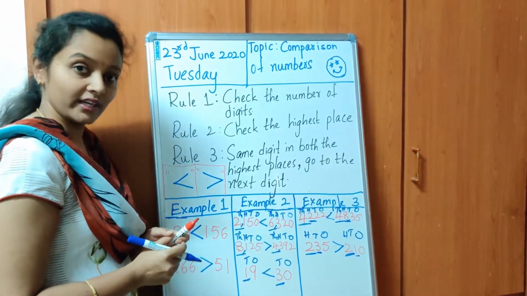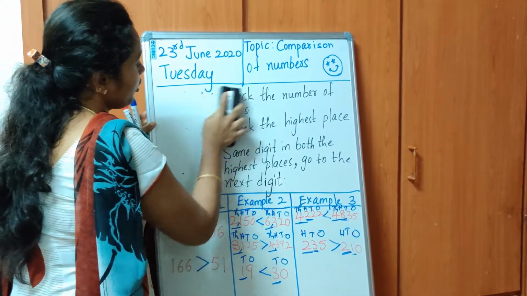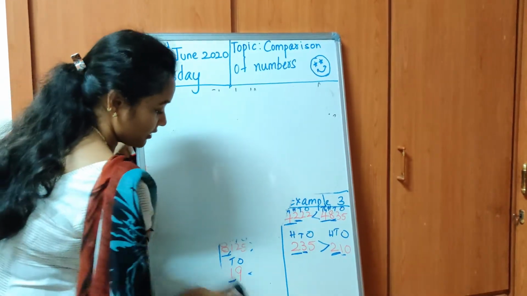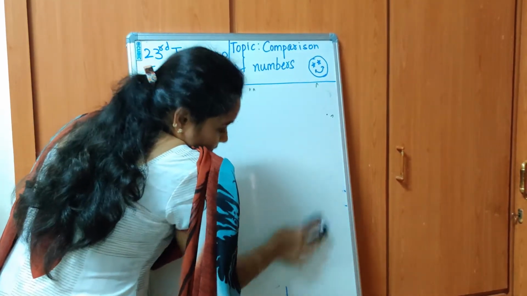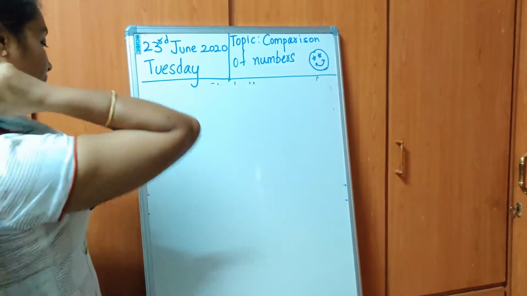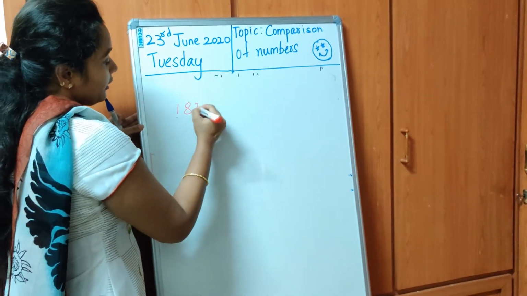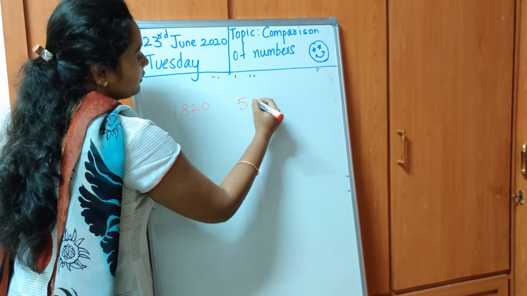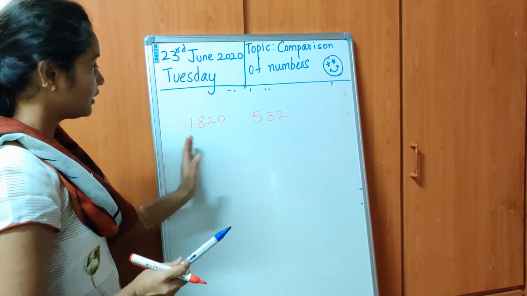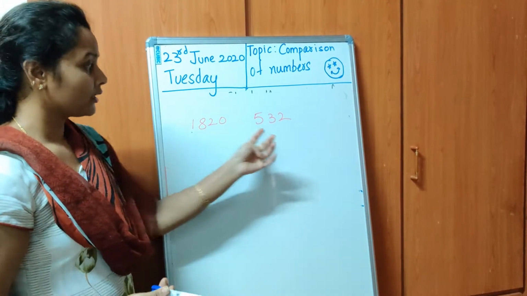Right? Now I'll just give examples, and with all the rules we will try to find out which is the greater number and which is the lesser number. Okay? I know that you have remembered all the rules now. Fine. So my first example: 1,820, 532. What is the first rule? Check the number of digits. Now, the number of digits are different.